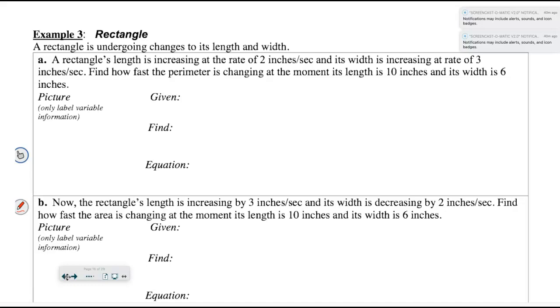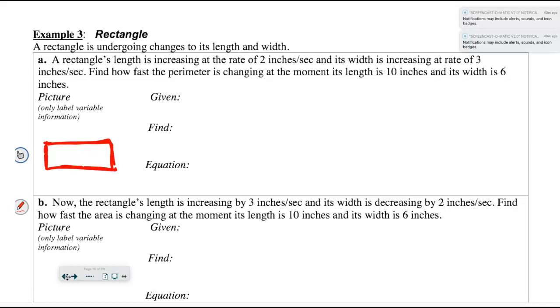For every single one, you need to put a sketch down. Whatever it is, in this case it's a rectangle, you're going to sketch a rectangle. On your picture, you will put all things that are changing.